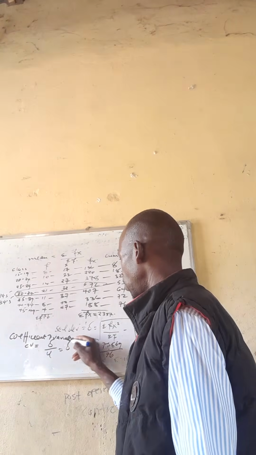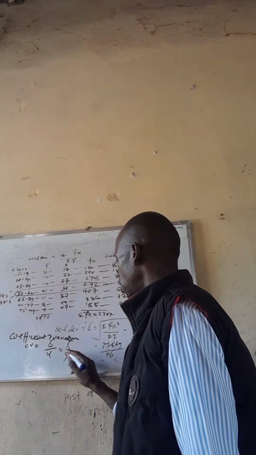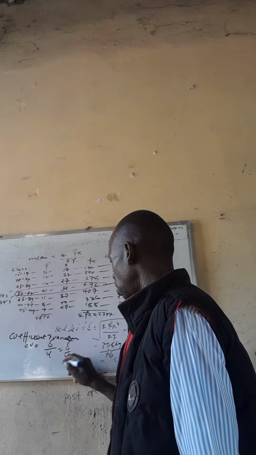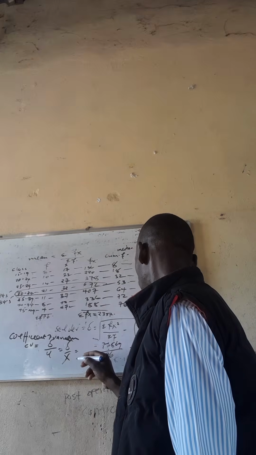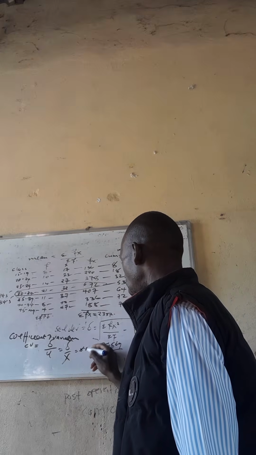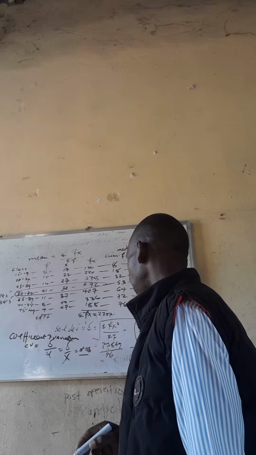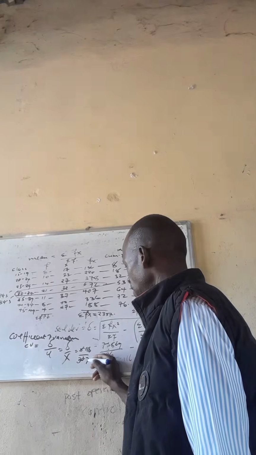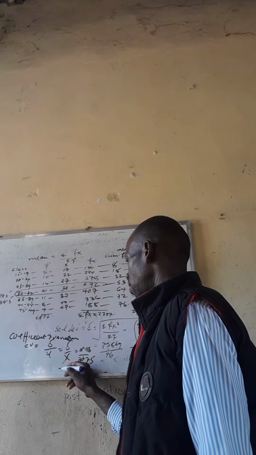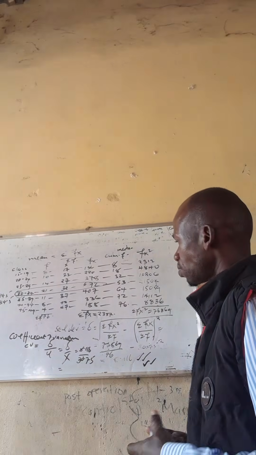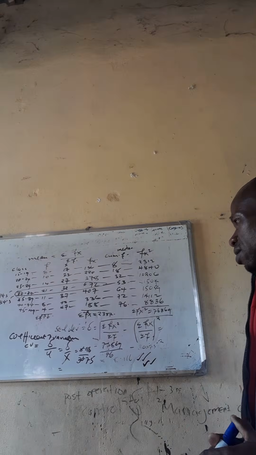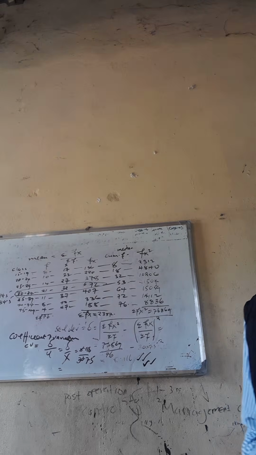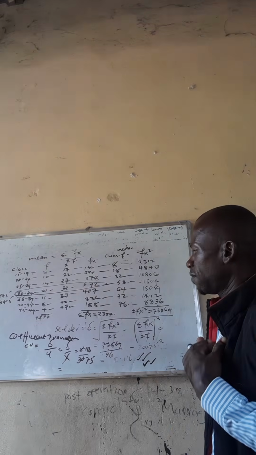Or rather, the standard deviation divided by x bar, which is our arithmetic mean. So in our case, we have 8.116 divided by the mean, which was 30.75. And then you get the answer. That's how we get the coefficient of variation.